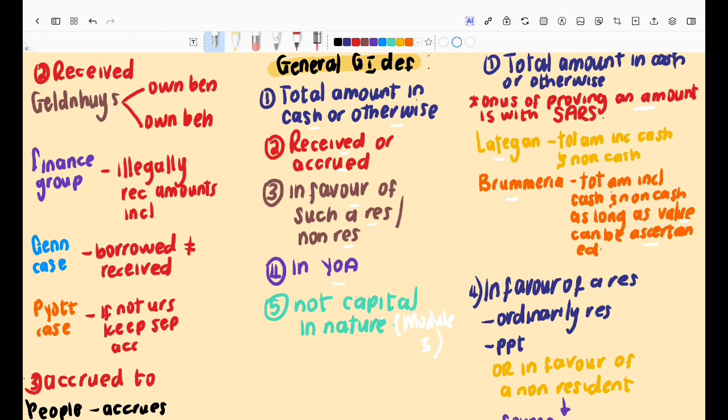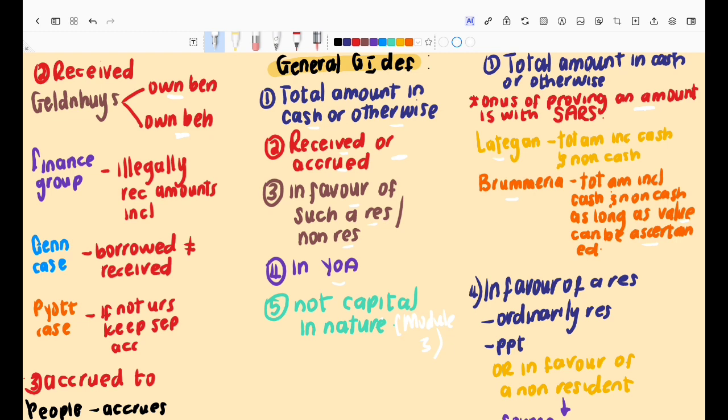Then we go on to the second requirement of the gross income definition, that which is received by or accrued to the taxpayer, right? So received, 4 cases apply. Gildenhuy's case, which says that an amount is received by a taxpayer if it's for their own benefit and on their own behalf. So meaning this amount is for you to use, for your own benefit. You can use it however you want.